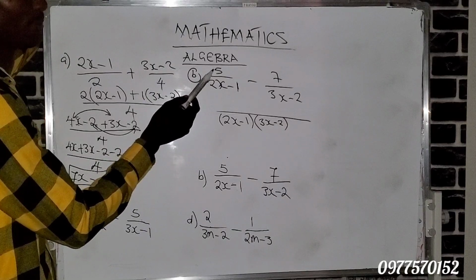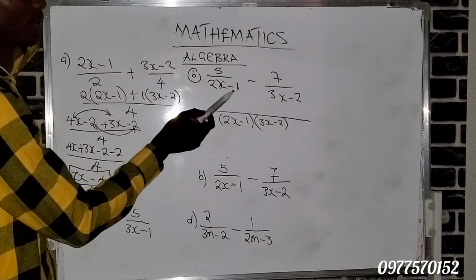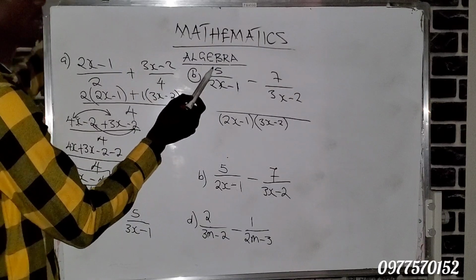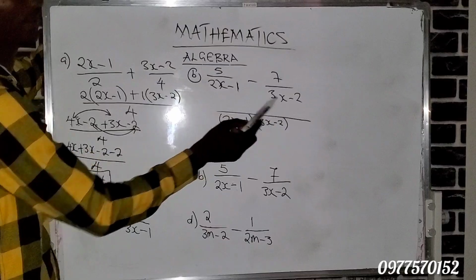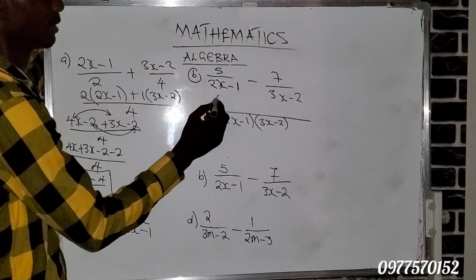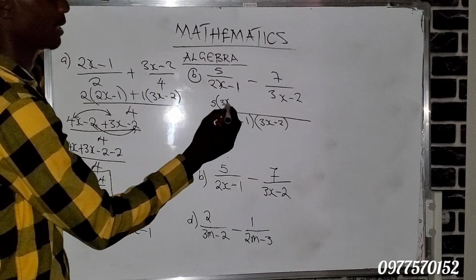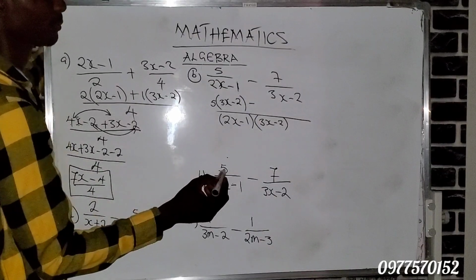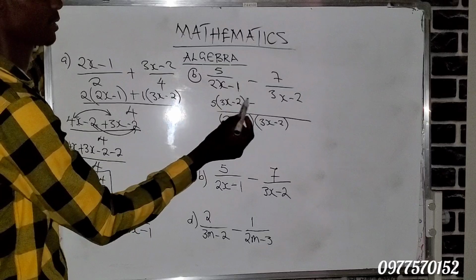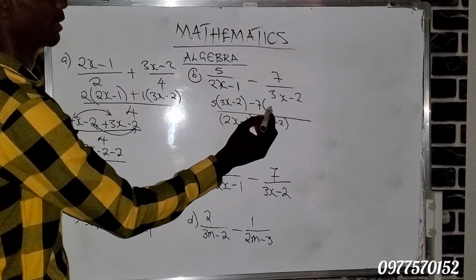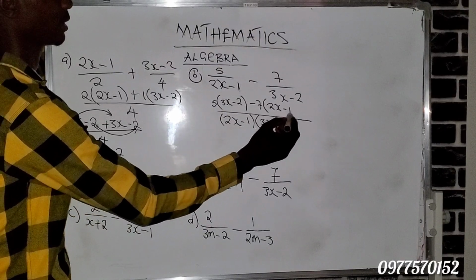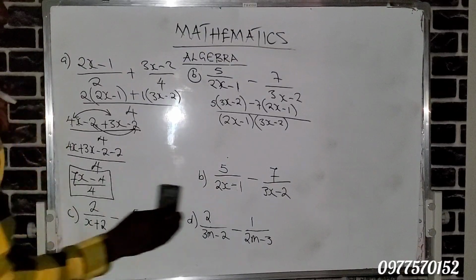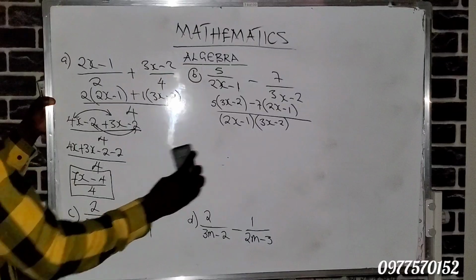Start with the first number, the numerator on the first term. We're going to multiply 5 times this. So we're going to write 5, open bracket, 3x minus 2. The sign which is here is negative. 7 times the other denominator. Okay, you know how to do this. Now from there, we are solving.